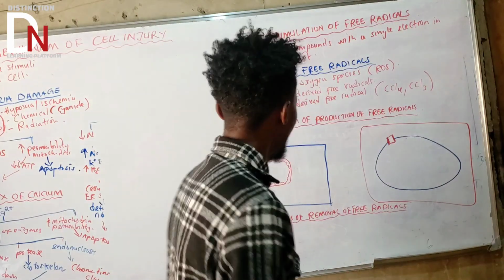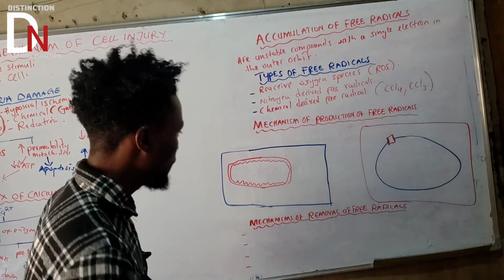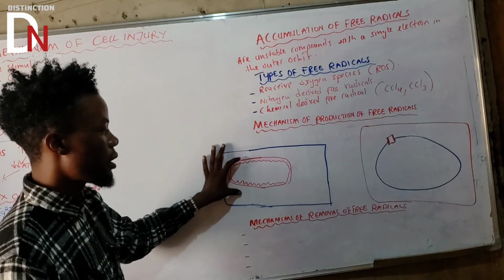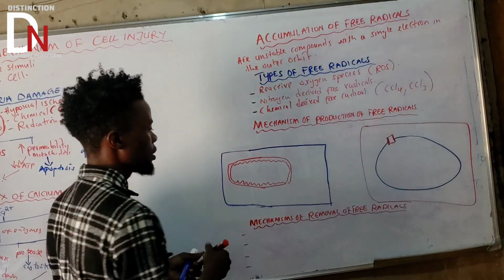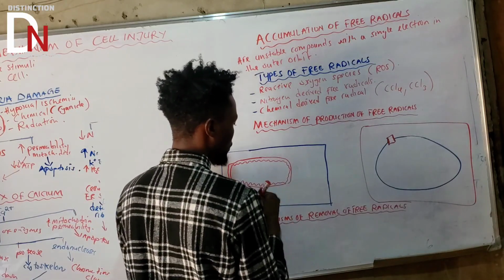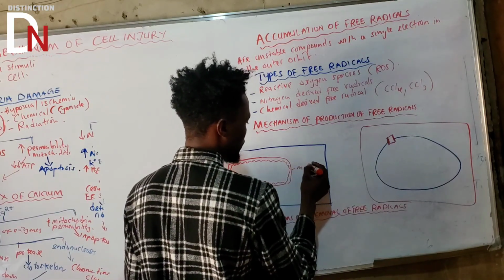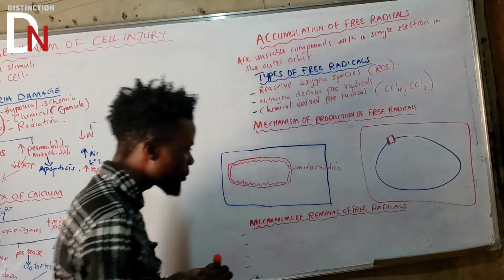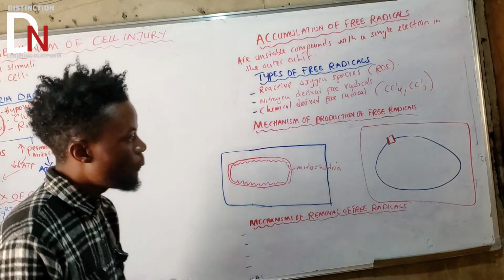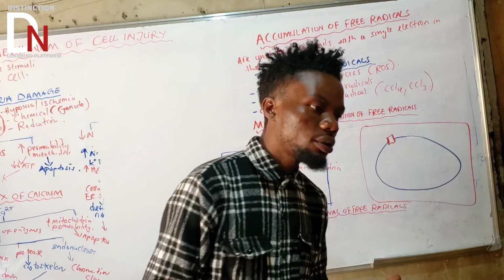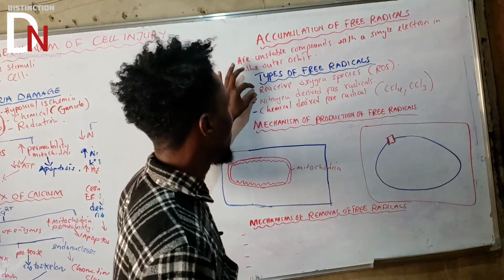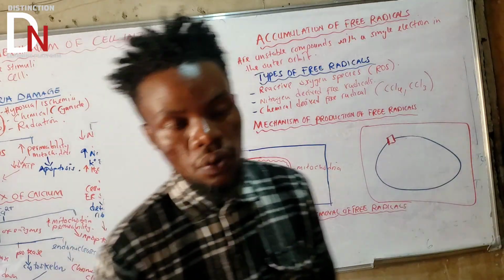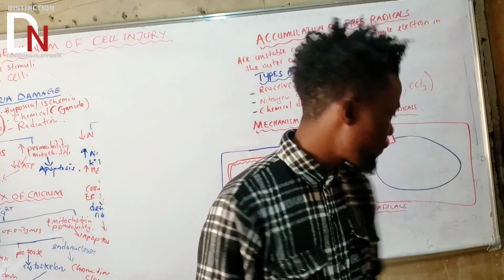Now let us talk about the first one. This is a cell with a mitochondria. This one is a mitochondria. Remember that. Now, for the mechanism, we talk about just two: the one coming from reactive oxygen species, and the one coming from reactive nitrogen species. So the first one is this one.